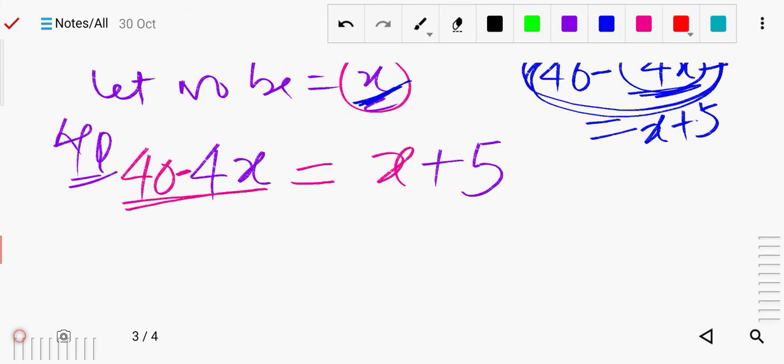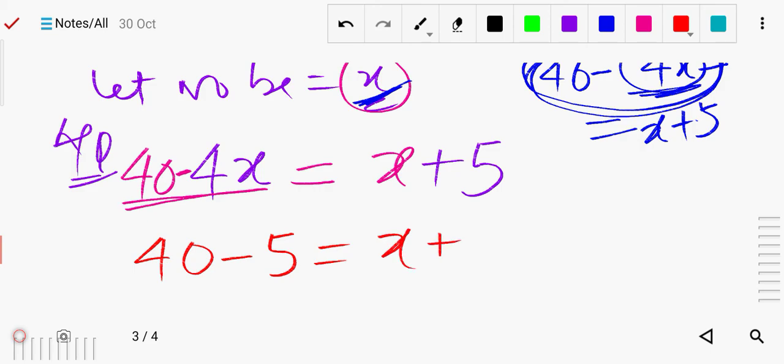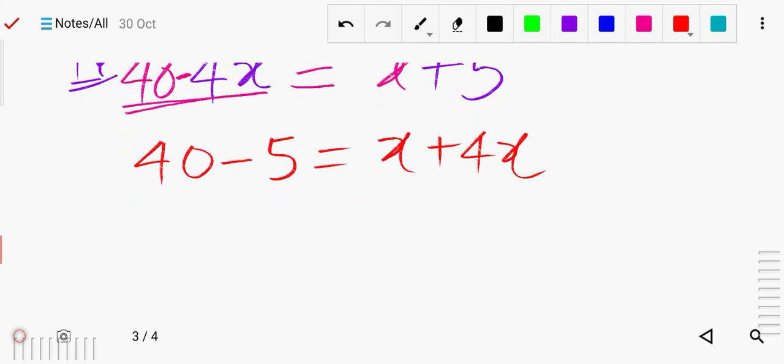After forming the equation, you write 40. Similar terms you can shift here. So the 5 will come to this side, and the 4x will go to the other side. So here 40 minus 5, which will be 35, and here will be 5x.